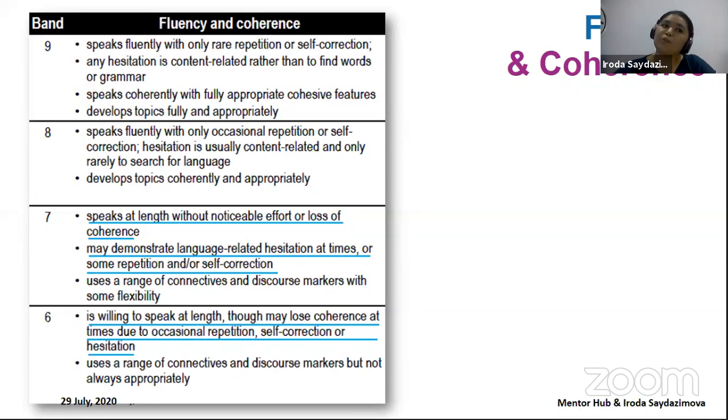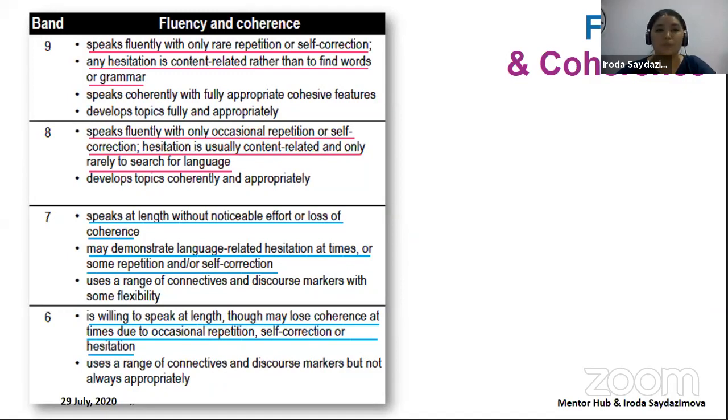And now I want you to look at band scores 8 and 9. And here I used a pink color to underline certain bullet points that I want you to look at. So what do you think is the difference between someone who speaks at band score 8 or 9? I'll be waiting for your responses. Yeah, that's about the fluency.